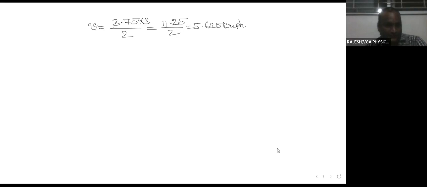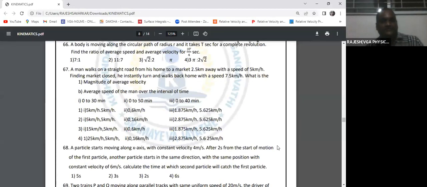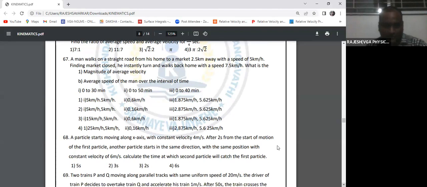So these options are: first one 5 kilometer per hour, second 0.6 kilometer per hour, third 1.875, 5.625. So first option. This is your NCERT textbook question.